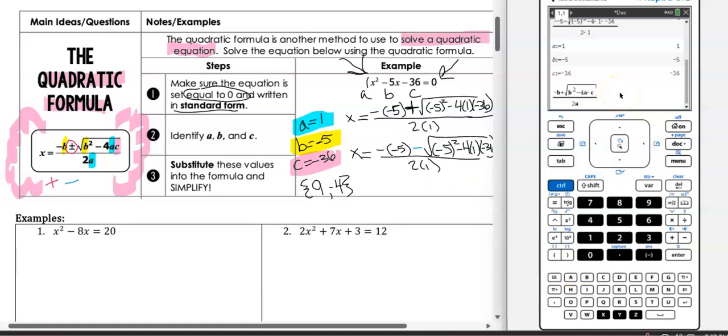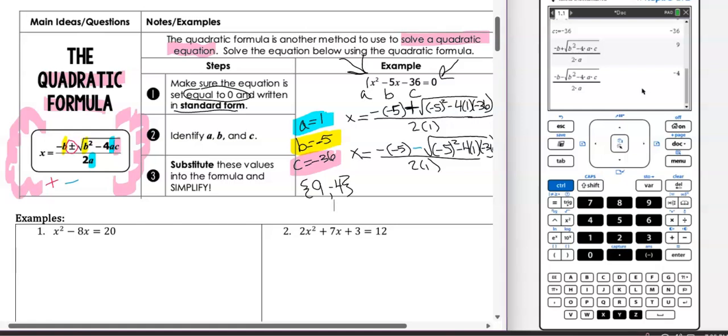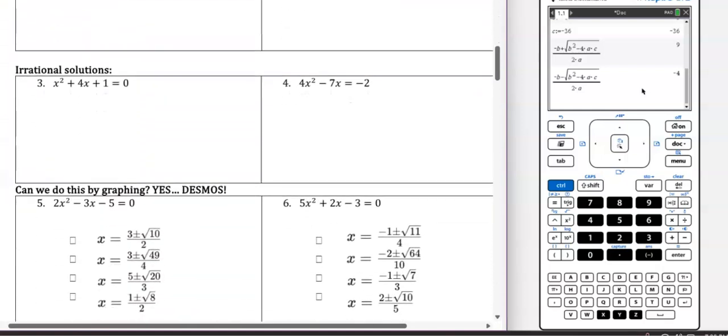So all I did right now is label a, b, and c with the store value sign, and then I typed in the original quadratic formula. And I got 9, which was one of the solutions we already found. And if I replace the plus with a minus, typing it in all over again, I get -4.